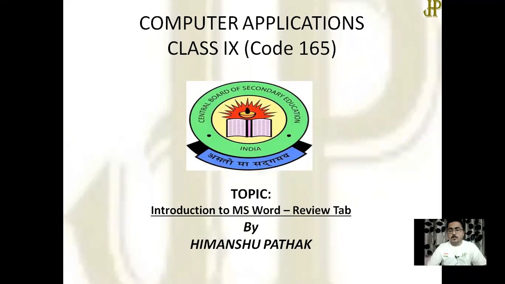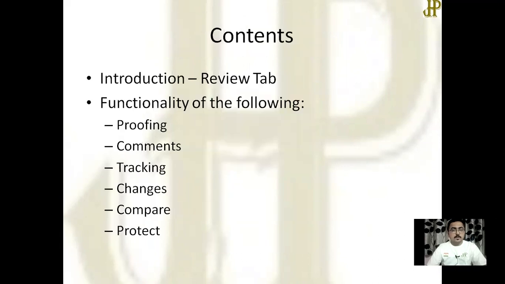In the previous video, we learned about the mailing tab. Today we will discuss the last section, that is the review tab in MS Word. So the contents are: what are the functionalities in the review tab? We will discuss proofing, comments, tracking, changes, compare, and protect.